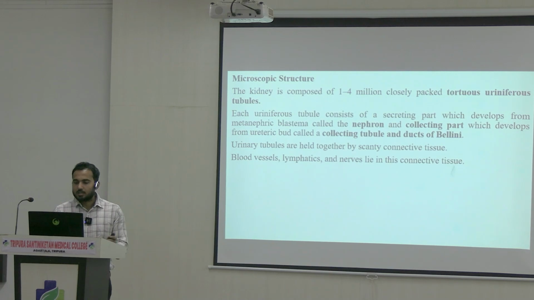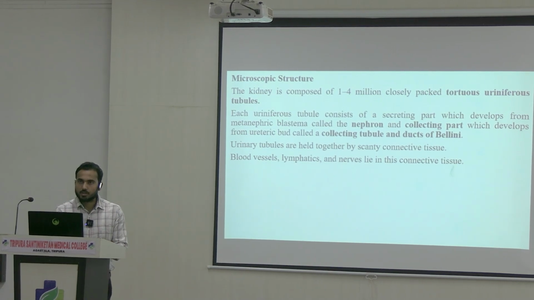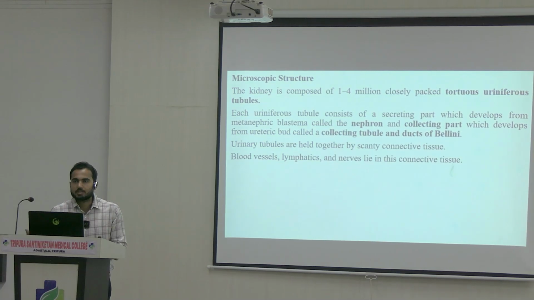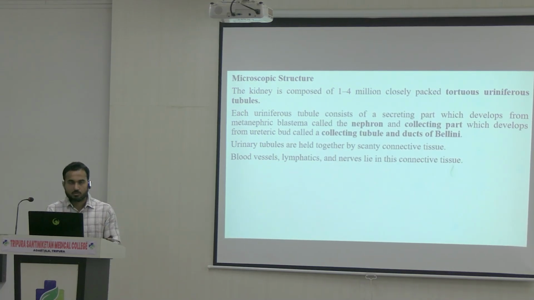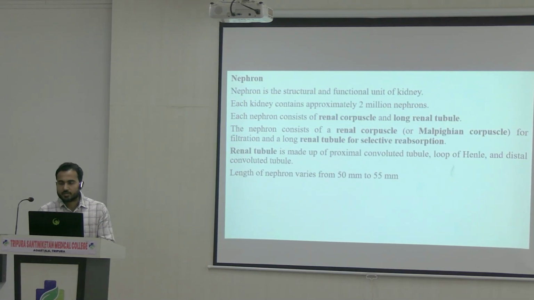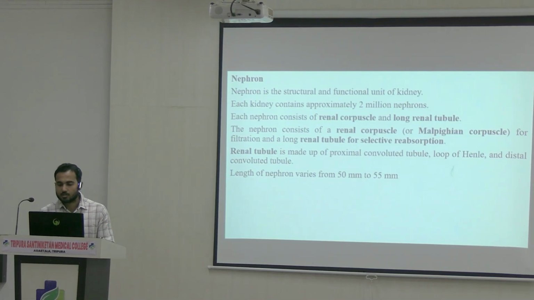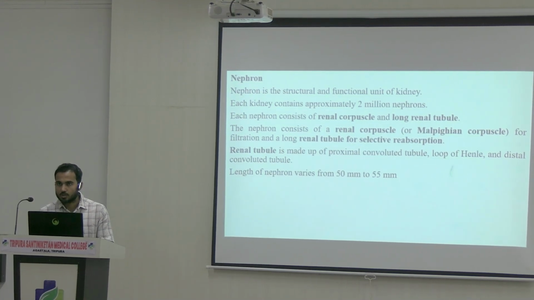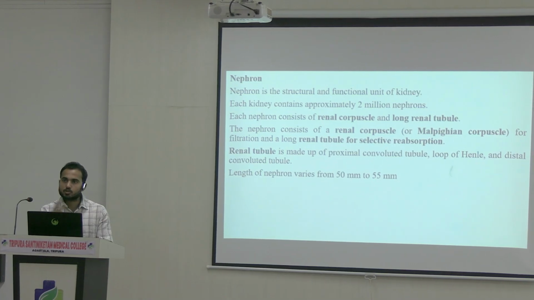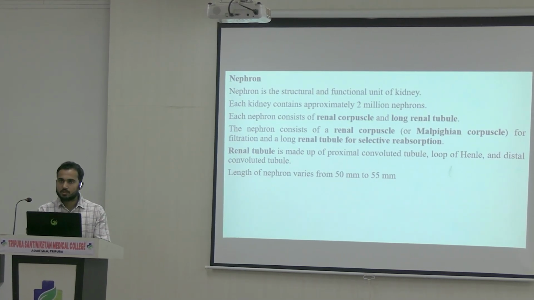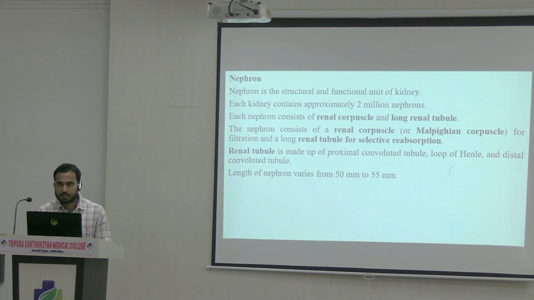So now we'll go to the nephron. I know we have studied the nephron earlier, but today we will be discussing it in detail. The nephron is the structural and functional unit of the kidney. Each kidney has approximately 2 million nephrons. Each nephron is made up of a renal corpuscle and a long renal tubule. So again in the nephron two parts are there.